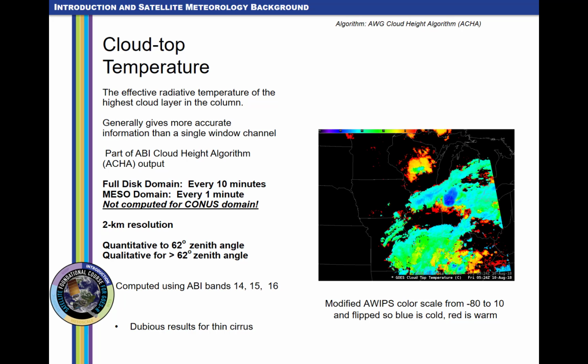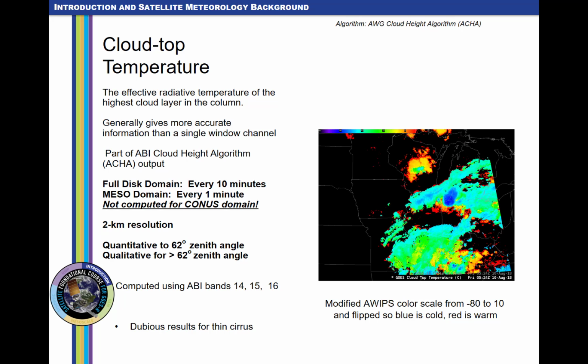Cloud top temperature is also baseline, and it's a product that is used in other products because it generally gives a more accurate value than individual channels. It is computed in concert with cloud top height and cloud top pressure as part of the ABI cloud height algorithm, ACHA. The temporal cadence and horizontal resolutions are shown. Cloud top temperature is not displayed in AWIPS in the CONUS domain.